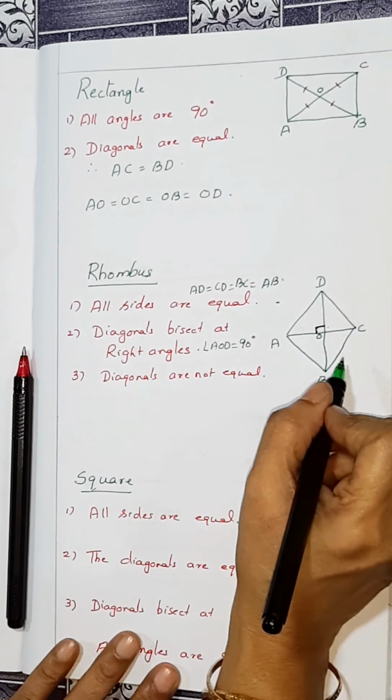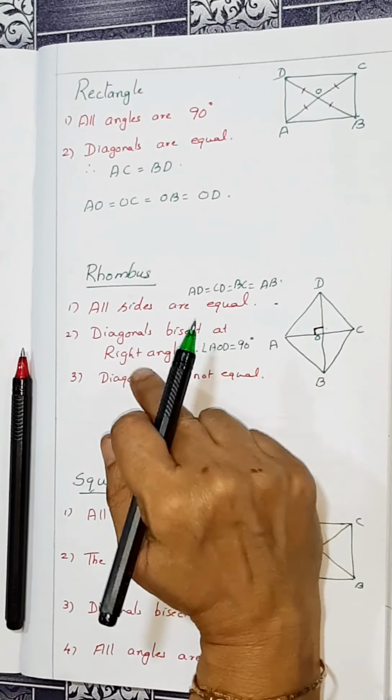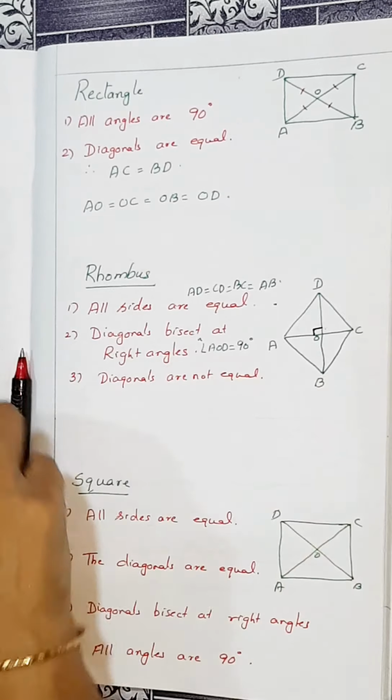Now, the diagonals are not equal, but the diagonals bisect. So, diagonals bisect each other at right angles.